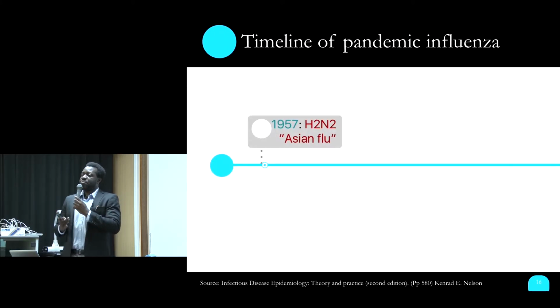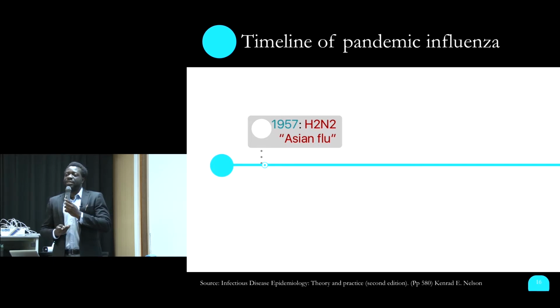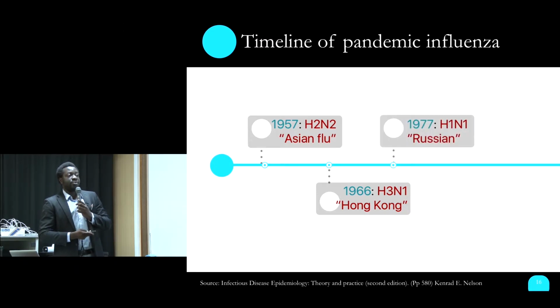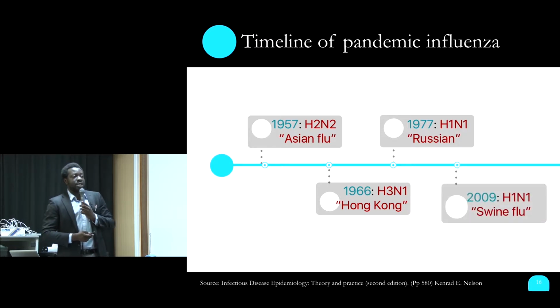But since the Spanish flu in 1918, there have been a lot of other influenza pandemics. We had the 1957 H2N2, the Asian flu, the Hong Kong flu in 1966, and we had the Russian flu in 1977. And the most recent one was in 2009. I'm sure everybody remembers here, the 2009 swine flu.